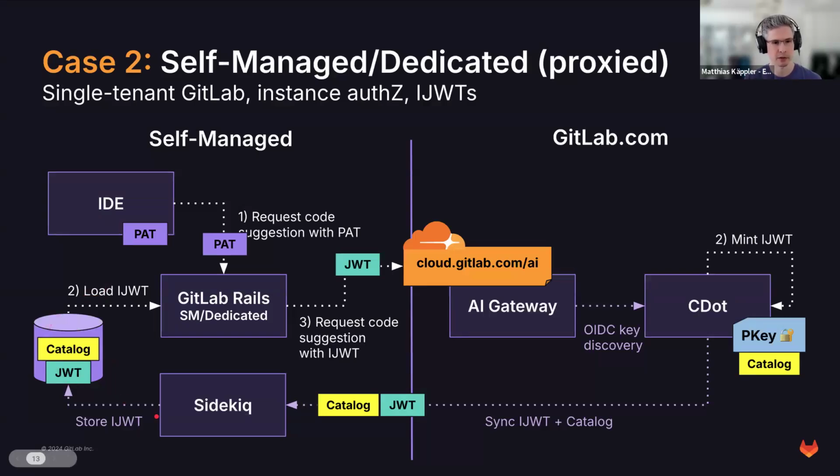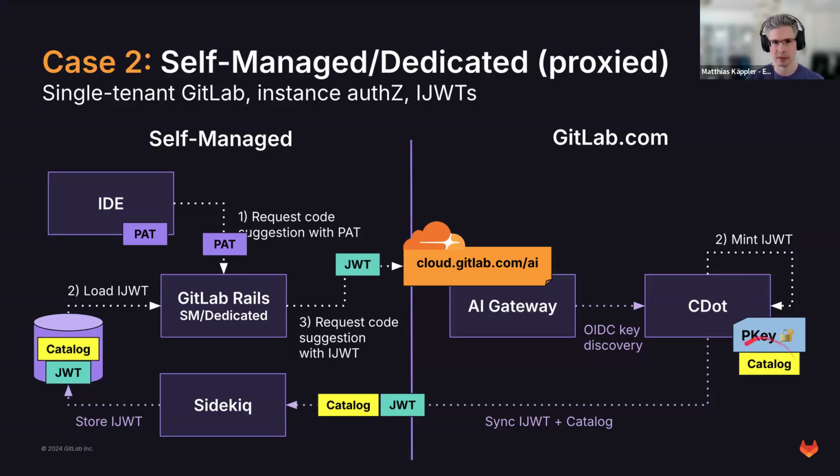We run a regular synchronization job through Sidekiq, which fetches this access token. It has a customer scope, so it's good for the whole instance. We fetch it from CDot in exchange for the customer's license key. Because if we have their license key, we know they're a paying customer, we know what they paid, so we can actually mint this token over here in the customer portal using a private key that we own.